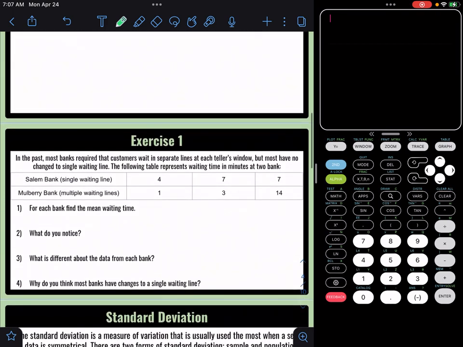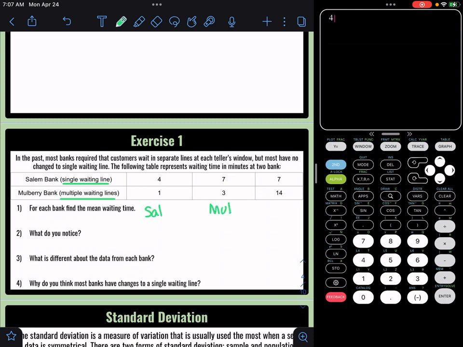So, let's look at this. In the past, most banks required that customers wait in separate lines at each teller's window, but most have now changed to single waiting lines. The following table represents waiting times in minutes of two banks. We have this bank who has a single waiting line, and this one who has multiple waiting lines. So, for each bank, find the mean waiting time.